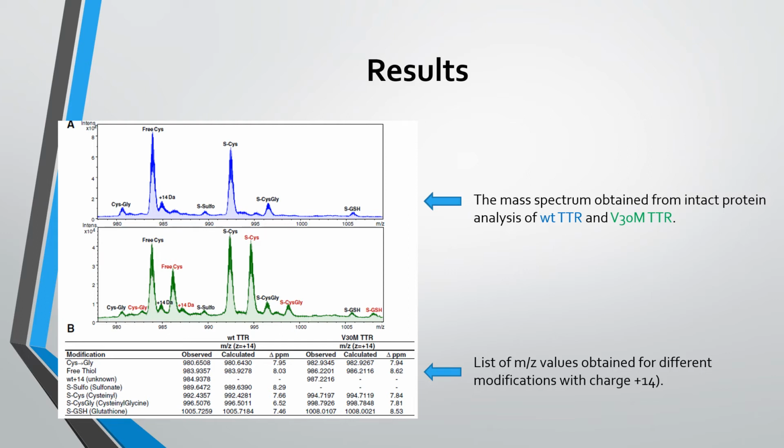However, intact protein analysis detected signals with the mass to charge values corresponding to the different cysteine modified forms for both wild type and mutant TTR. The table provided below shows a good agreement between the calculated and experimentally obtained mass to charge values.